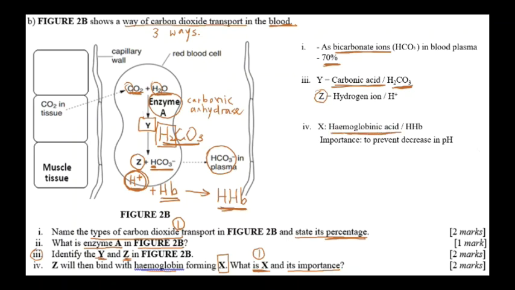The importance of forming hemoglobinic acid is to prevent the decrease in pH in the red blood cell. So we don't want the red blood cell to become acidic, to prevent the red blood cell from becoming acidic. That's the importance of the HHB.